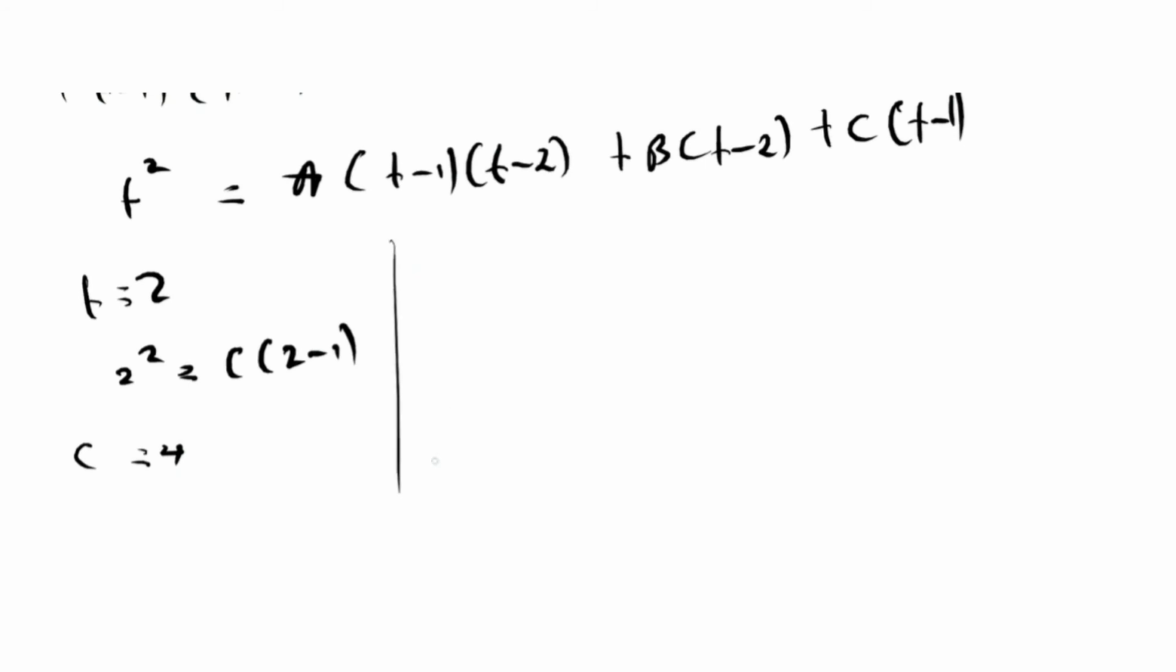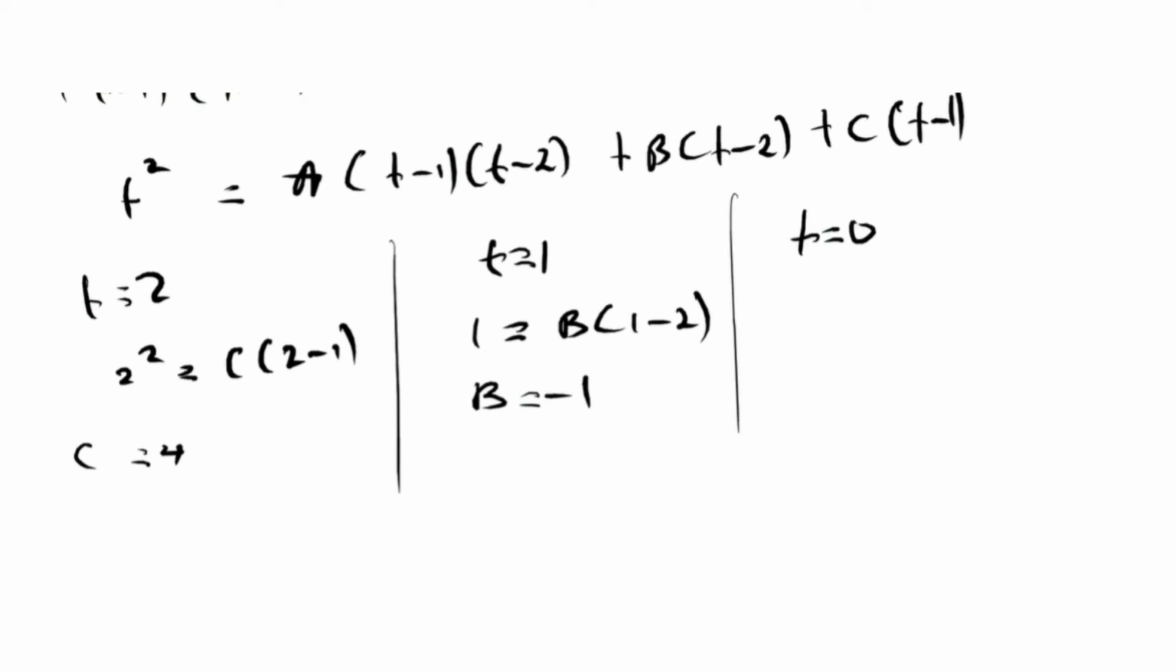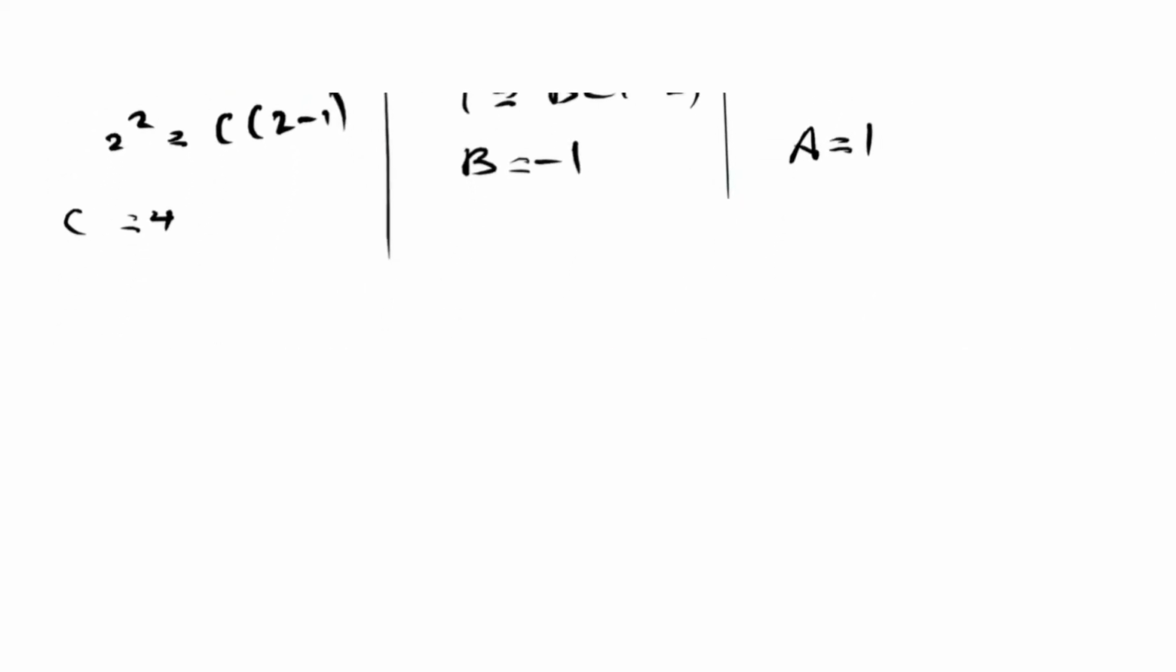Then you put t equals 1. When you put t equals 1, what would you get? You get 1 equals b times 1 minus 2, so b equals minus 1. And then you put t equals 0. When you put t equals 0, you get 0 equals a minus 2, which leaves a equals 1. So that's it. You have found all the constants. Now you write all the t's as x squared.